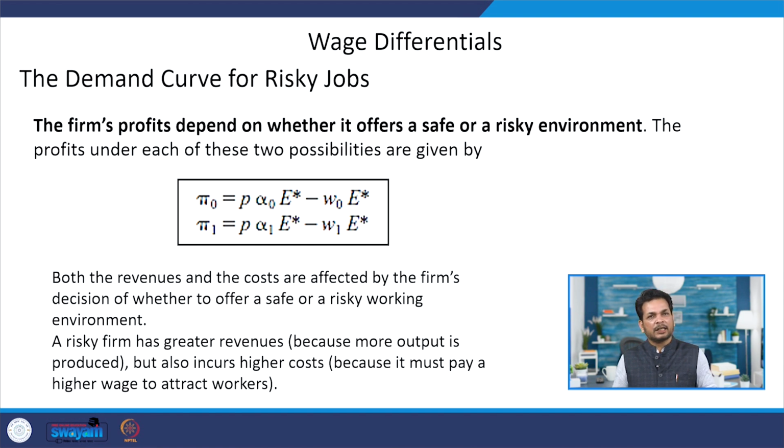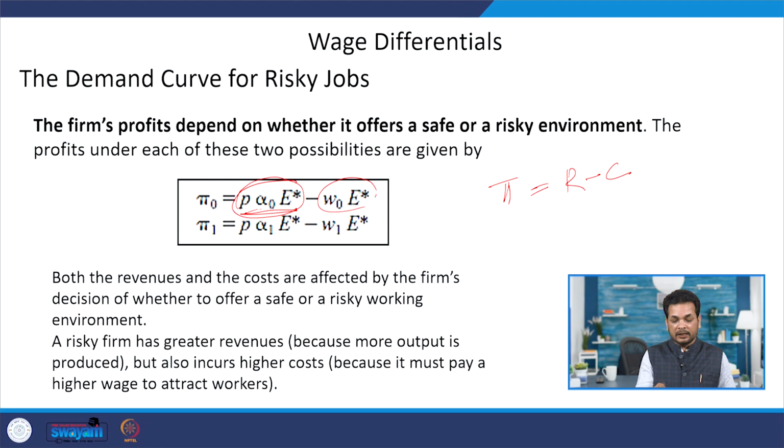The farm's objective is to maximize profit. Now, profit is nothing but the difference between revenue minus cost. So, the farm's profit depends on whether it offers a safe environment or a risk environment. If the farm is offering a safe environment, then the revenue is going to be P into alpha 0 into E star. So, this is the revenue and this is the cost. By hiring E star amount of labor with a wage rate W0 in a safe environment, the farm is going to have pi 0 profit.